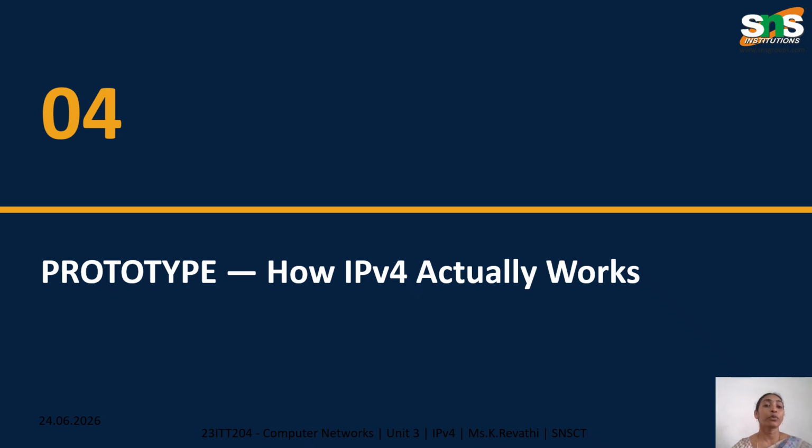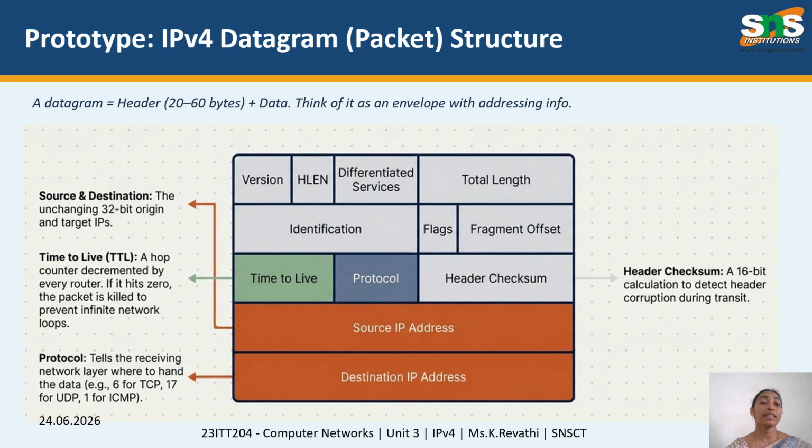The next is the prototype phase of IPv4. Now let us understand how IPv4 actually works in real network communication using datagrams and routing concepts. This is the IPv4 datagram structure. An IPv4 packet contains two parts, as we know: the header and the data. The header stores important information like source address, destination address and time to live.